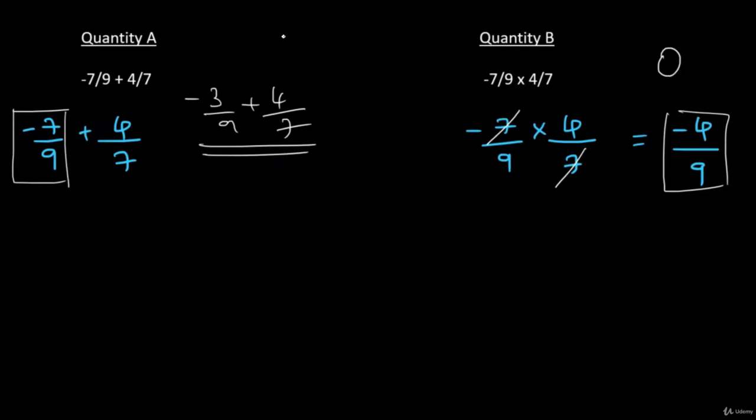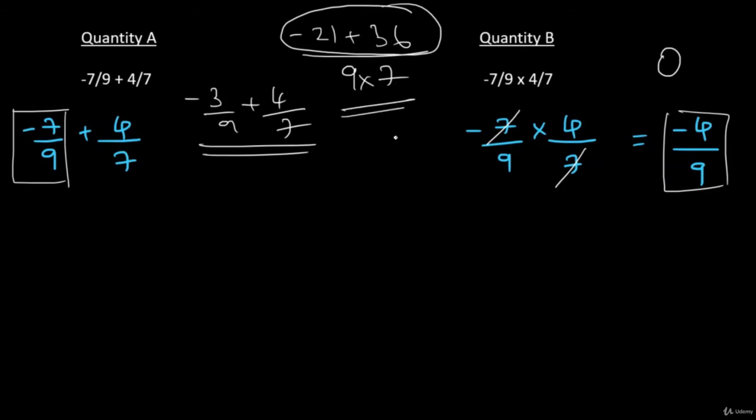This becomes minus 3 into 7, that's minus 21, plus 4 into 9, that's 36, divided by 9 into 7. And you don't need to simplify this. You just see that the numerator will be positive, right? 36 is greater than 21, so this will be positive. So this expression over here will be greater than 0 and hence the correct answer to this question will be A, right? Quantity A is greater than quantity B. Now what would be another approach to solve this?